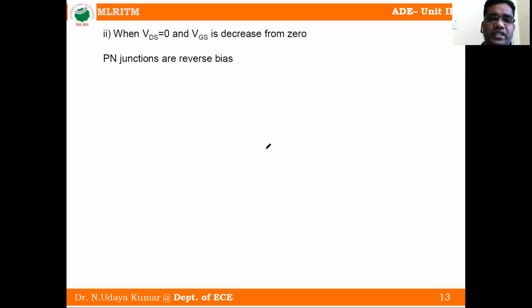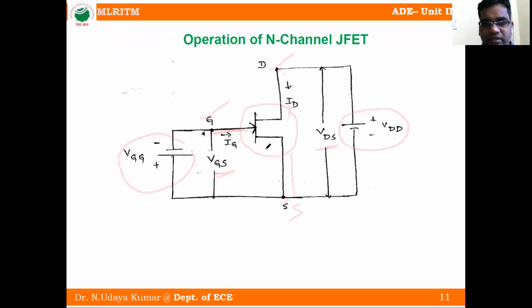As VGS is decreased from 0, the reverse bias voltage across the PN junction is increased, and hence the thickness of the depletion region in the channel increases until the two depletion regions make contact with each other. In this condition, the channel is said to be cut off. The value of VGS which is required to cut off the channel is called the cut off voltage. So I will explain here.